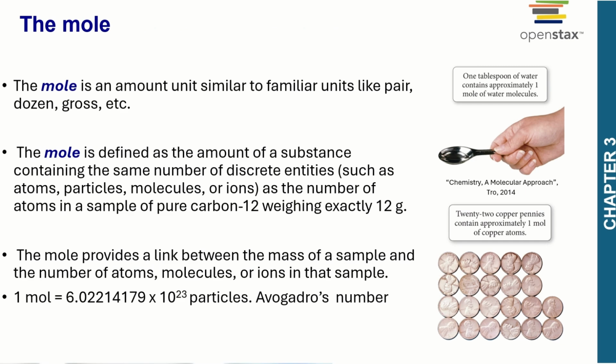So the mole, we know the mole is a quantity. It's the amount of units similar to familiar units like a pair or a dozen. And you already know that 1 mole of any substance, any compound, anything, contains 6.022 times 10 to the 23rd particles, atoms, molecules. This is Avogadro's number. Avogadro was a brilliant scientist that discovered that 1 mole of anything contains 6.022 times 10 to the 23rd particles.